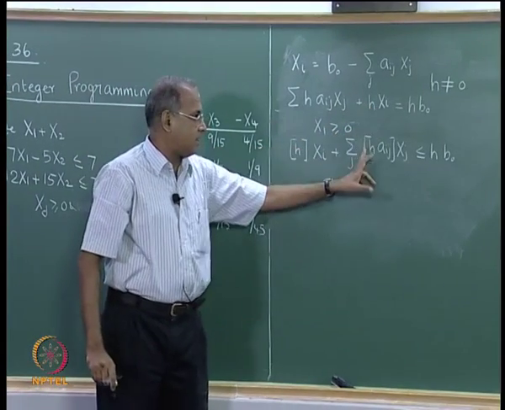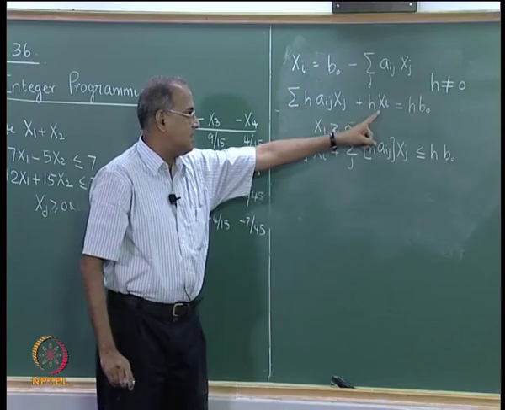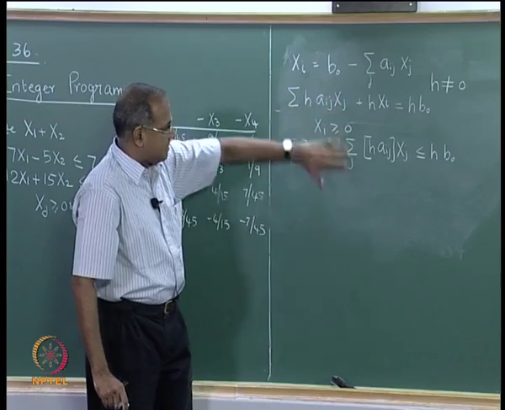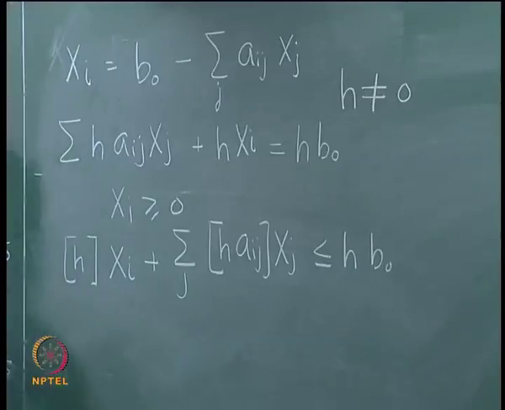Similarly, I am taking the lower integer value of the corresponding term, so this will be less than this. This is the corresponding term, so this will be less than this. So the LHS here will be less than or equal to the LHS here. The right hand side is the same, therefore we convert this equation to an inequality. So this will be less than or equal to h into b naught.